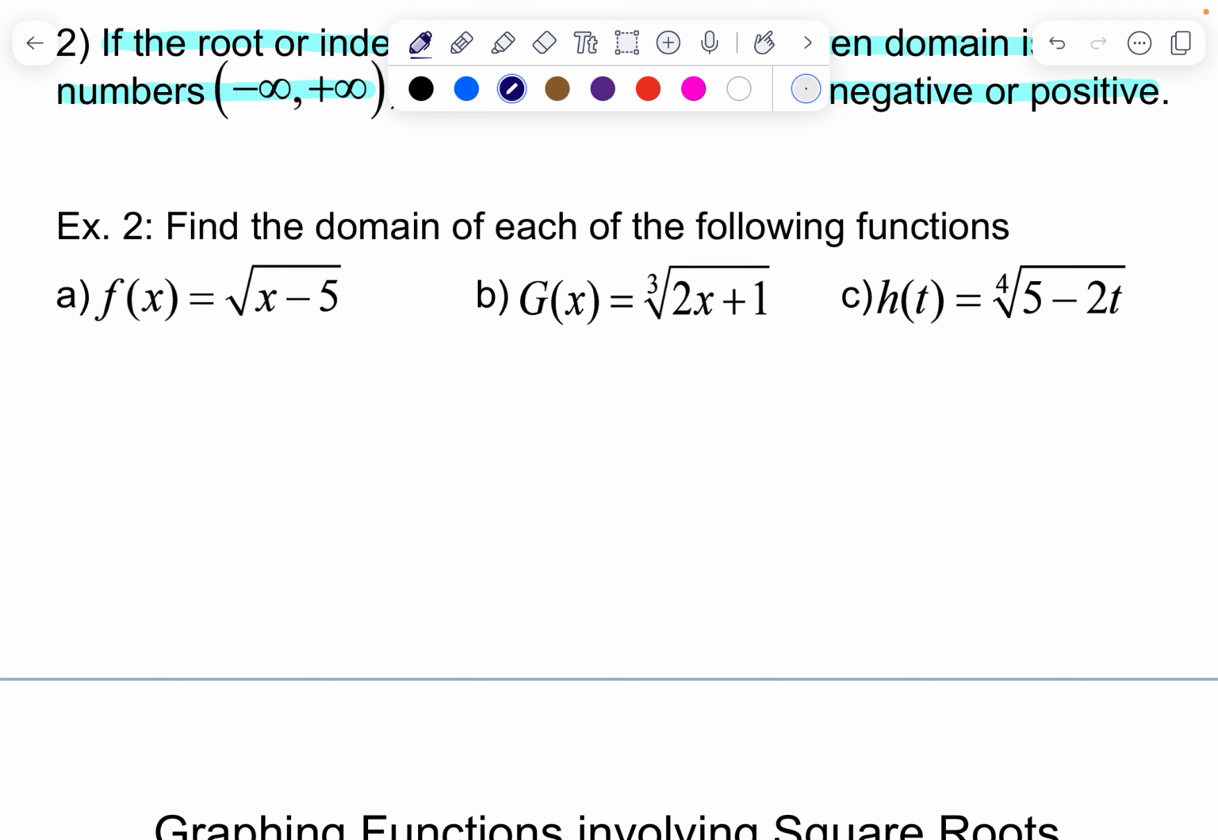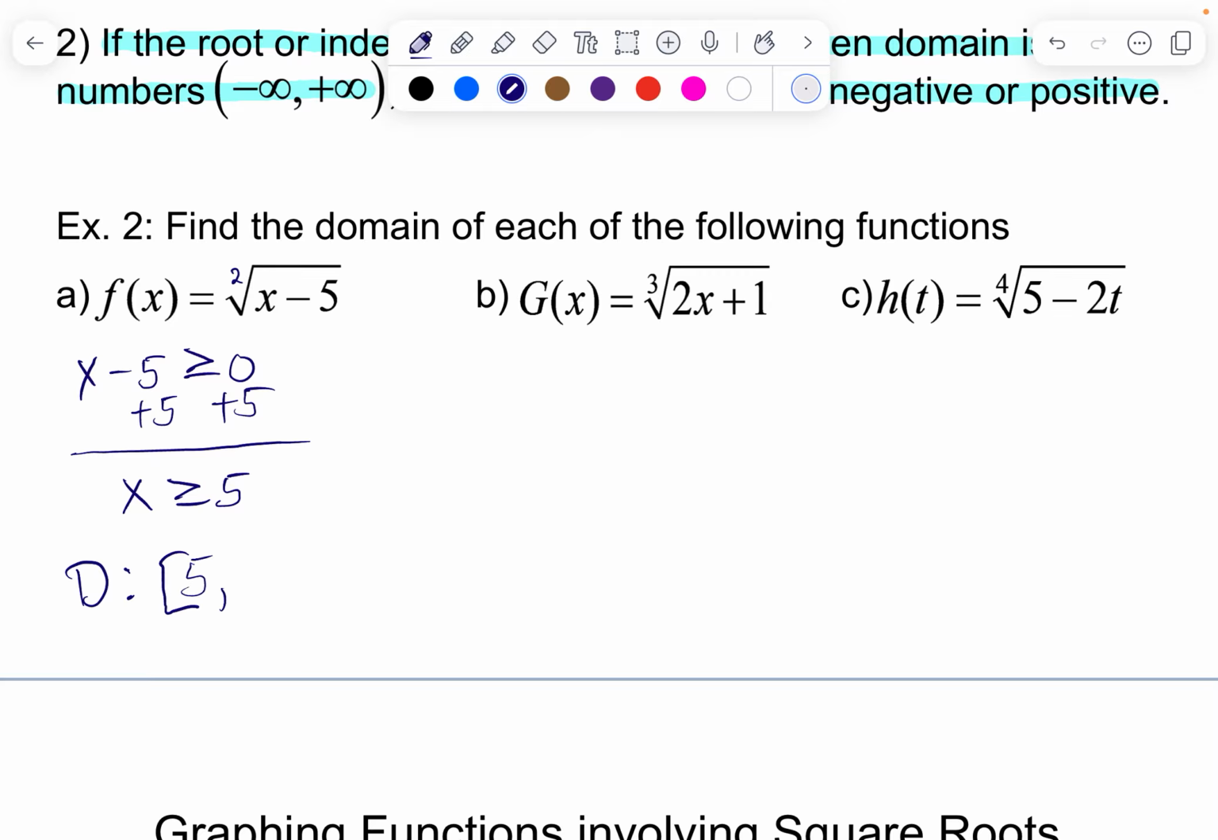For 2a here, we have f of x is equal to the square root of x minus 5. Please remember that there's an even 2 here as an index. It's just invisible. So that means that this is even, so therefore the radicand, the inside part of the radical, must be set to greater than or equal to 0. So I'm going to add 5 to both sides. X is therefore greater than or equal to 5. So my domain is from positive 5 to positive infinity. Anything greater than or equal to 5 will be a valid x value, and therefore I can plug those into the function and find the corresponding valid y values.